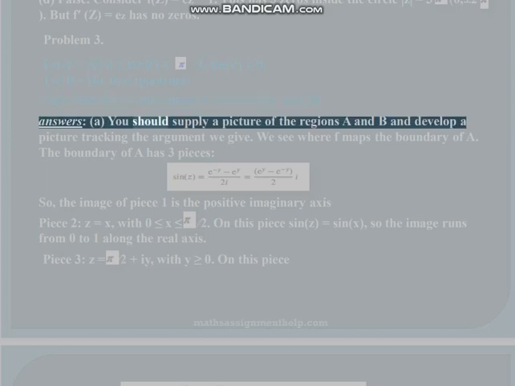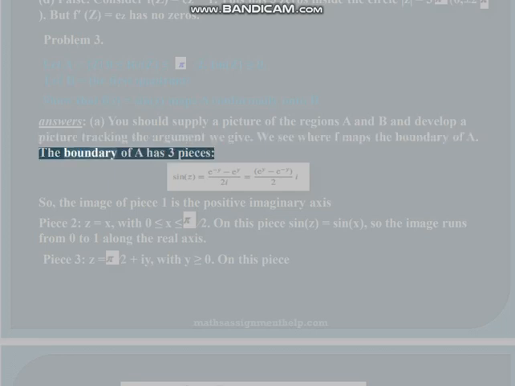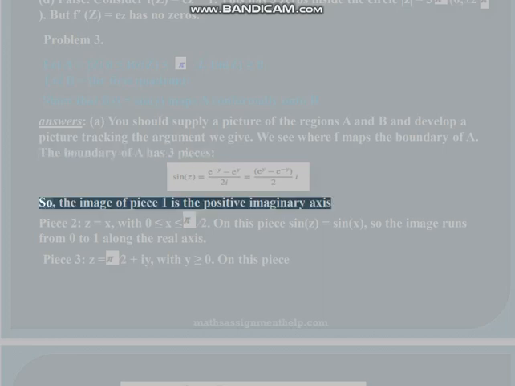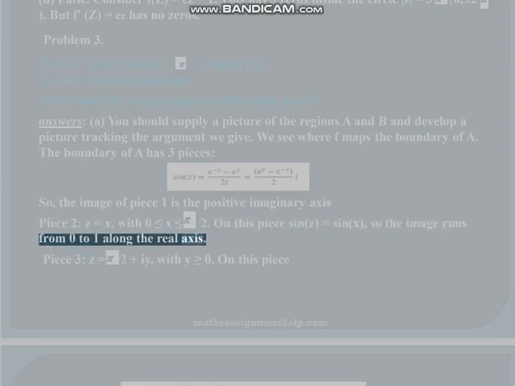Answers. A. You should supply a picture of the regions A and B and develop a picture tracking the argument we give. We see where f maps the boundary of A. The boundary of A has 3 pieces. So, the image of piece 1 is the positive imaginary axis. Piece 2, z = x, with 0 ≤ x ≤ π/2. On this piece, sin z = sin x, so the image runs from 0 to 1 along the real axis.